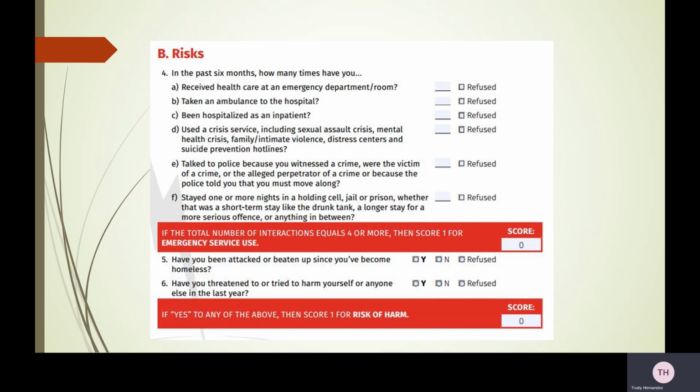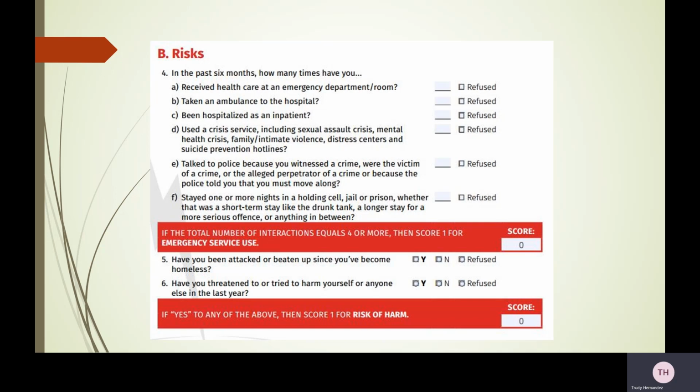Have you been attacked or beaten up since you've become homeless? This question is looking at this episode of homelessness. So we're not asking if this person was homeless 6 years ago and they were housed and now they're homeless again. We're not asking about that episode 6 years ago. We're asking about the episode that they are currently in. And then, have you threatened to or tried to harm yourself or anyone else in the past year?